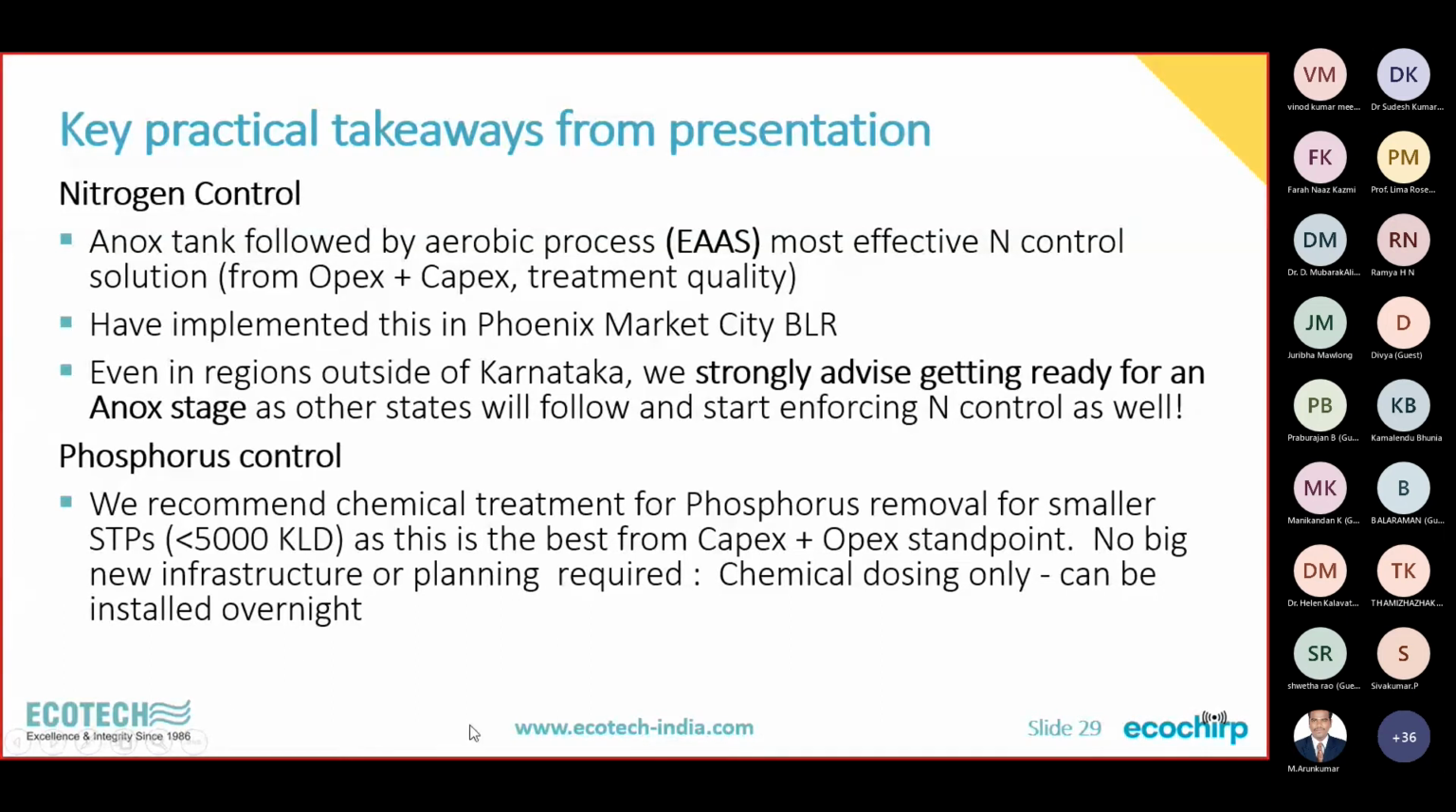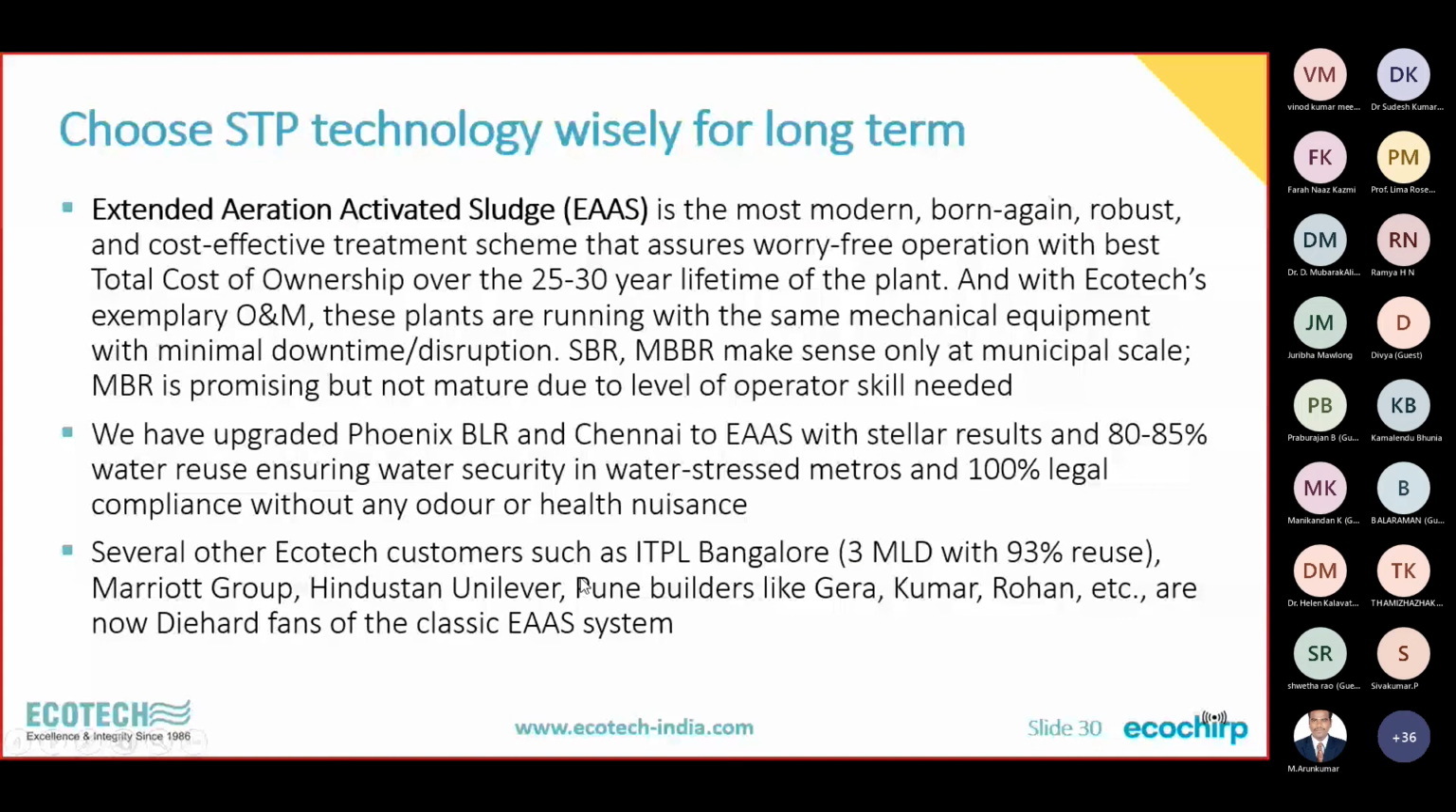Chemical dosing only can be installed overnight, as I said. It doesn't call for a separate permanent infrastructure. Choose STP technology wisely for the long term. Next generation is the most modern. We have upgraded Phoenix, Bangalore, as I said, and Chennai to X generation with good results. This again for the Phoenix presentation.